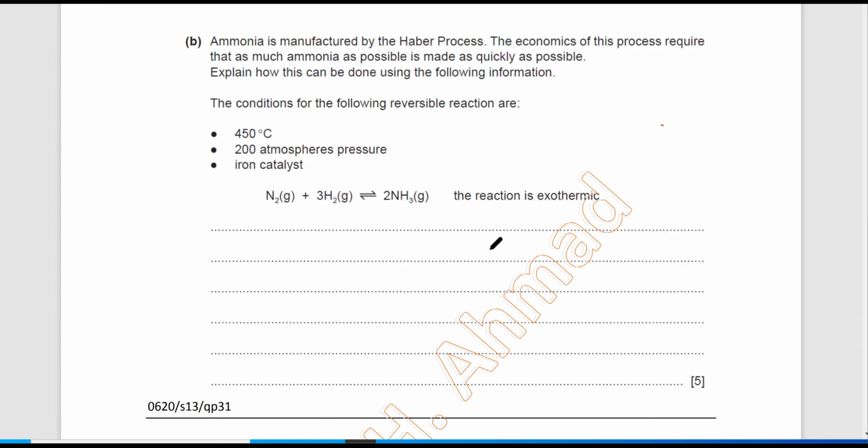अब उसके अंदर वो कह रहे हैं कि how can you make और justify करना है, economics of the process भी discuss करना है. How can you make more ammonia? Which means कि you need to speed up the forward reaction. ठीक है, there has to be.